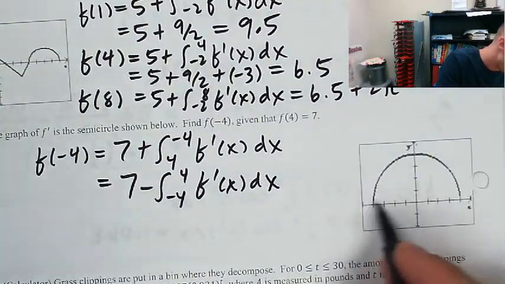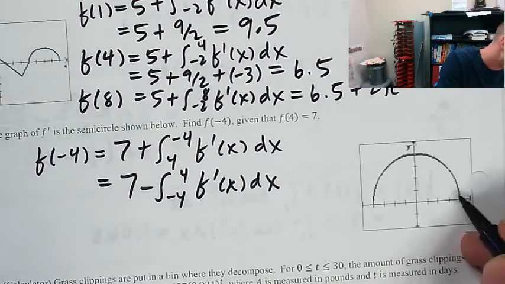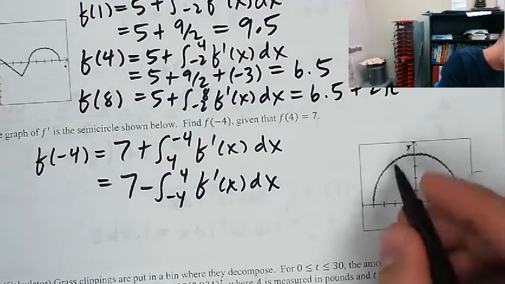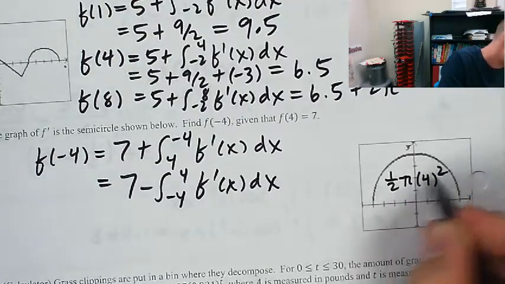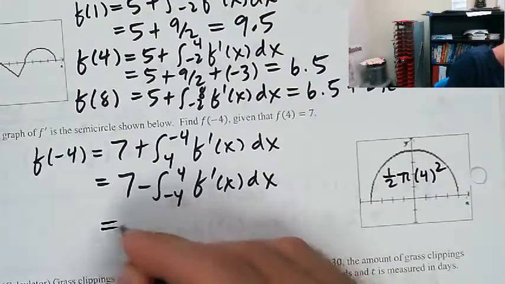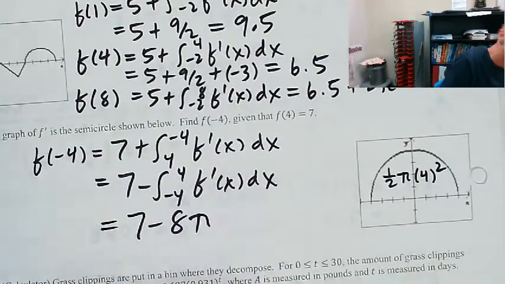So the integral from -4 to 4 of f prime is the amount of area inside the semicircle. Well, it's going to be 1/2 of pi times radius squared, so that would be 8 pi. So that will be 7 minus 8 pi.